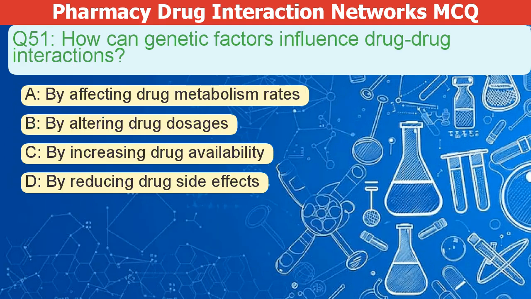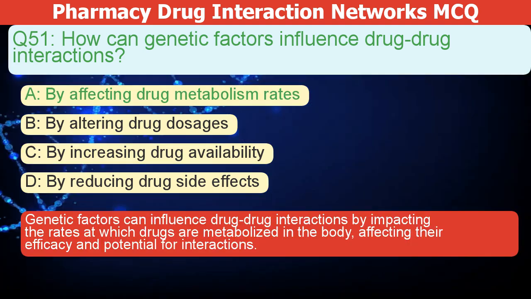How can genetic factors influence drug-drug interactions? A. By affecting drug metabolism rates. B. By altering drug dosages. C. By increasing drug availability. D. By reducing drug side effects. The correct answer is A. Genetic factors can influence drug-drug interactions by impacting the rates at which drugs are metabolized in the body, affecting their efficacy and potential for interactions.